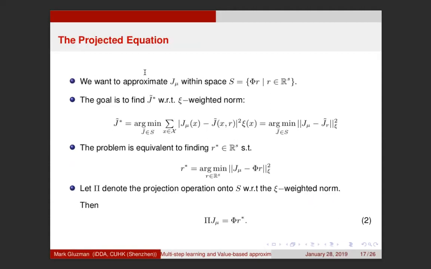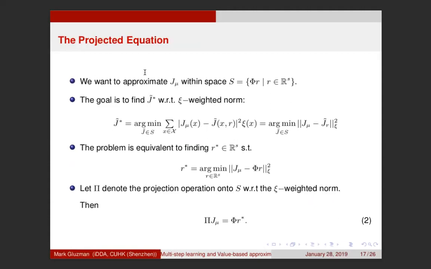So this problem is equivalent to finding the best parameters such that we can write the equation. The optimization problem of finding G tilde star is an optimization problem of finding the best parameter r star. So in the second equation of this slide, basically, we are trying to solve.